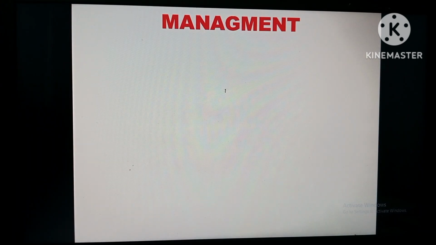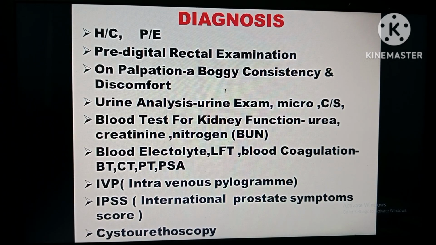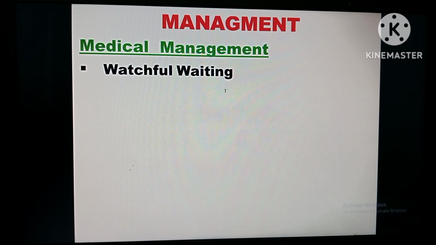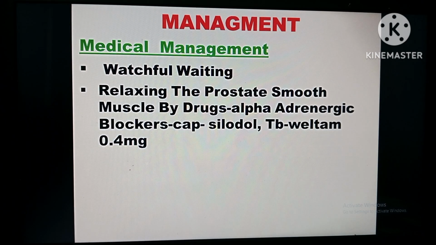So, how to manage this? Now, okay, in diagnosis, ultrasound also is there. In ultrasound itself, we will come to know whether the client is having mild, moderate enlargement or a severe one. Mild to moderate usually does not require any treatment. So, in case of mild to moderate, what will the doctor do? Watchful waiting. Then to relax the prostate smooth muscle and to some extent reduce the symptoms as well as the pain, drugs, alpha adrenergic blockers, that is cap Silodal and tab Veltam 0.4 mg will be given for 4 to 6 months. It's based upon patient condition and all.